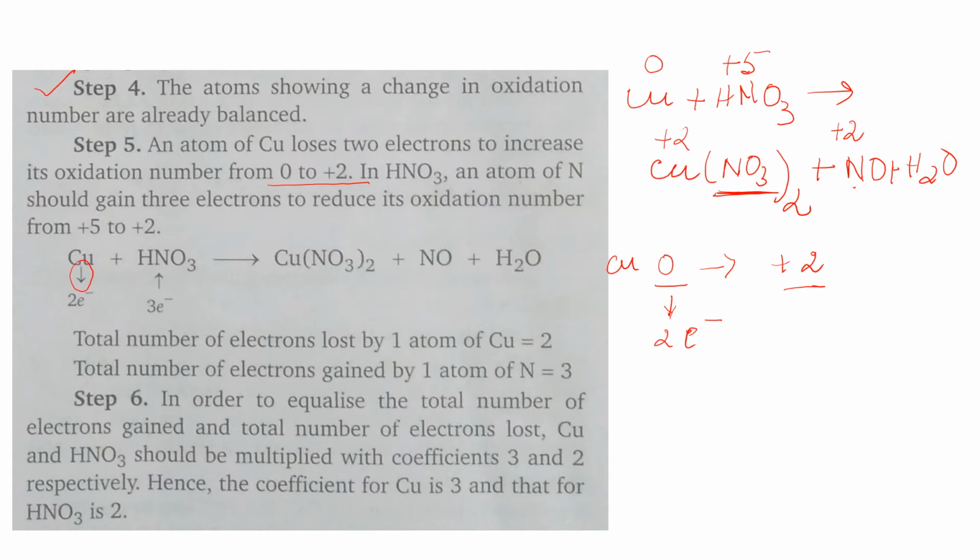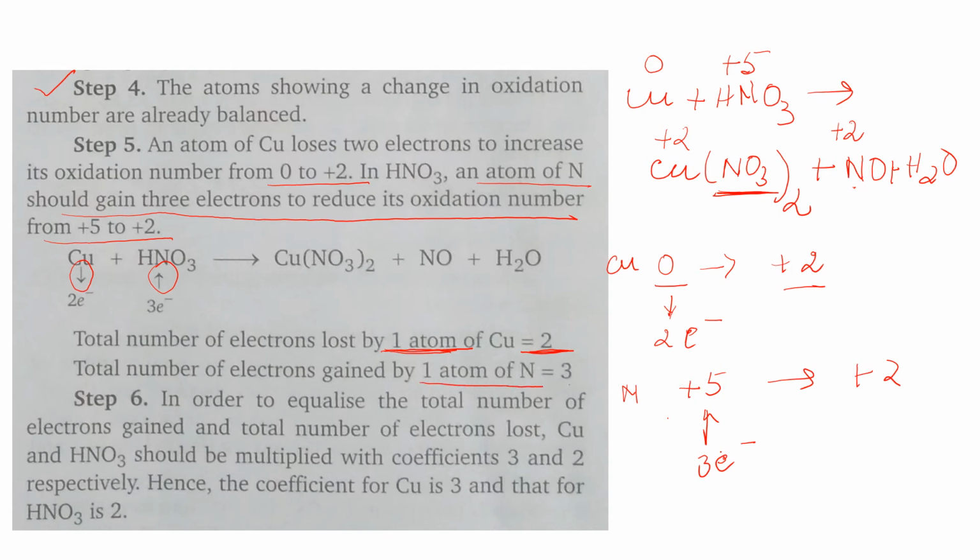In HNO3, an atom of nitrogen should gain 3 electrons to reduce its oxidation number from plus 5 to plus 2. Nitrogen is going from plus 5 to plus 2, that means it is gaining 3 electrons. So I have shown it here with the upward arrow. The total number of electrons lost by one atom of copper is 2, and the total number of electrons gained by one atom of nitrogen is 3.